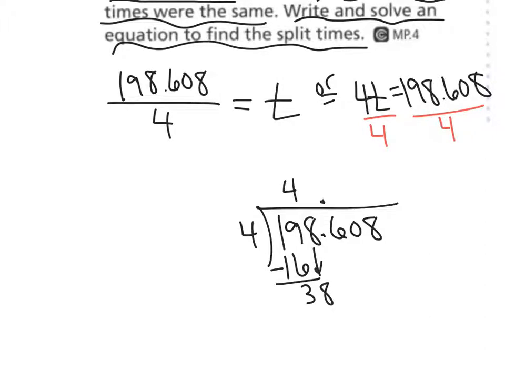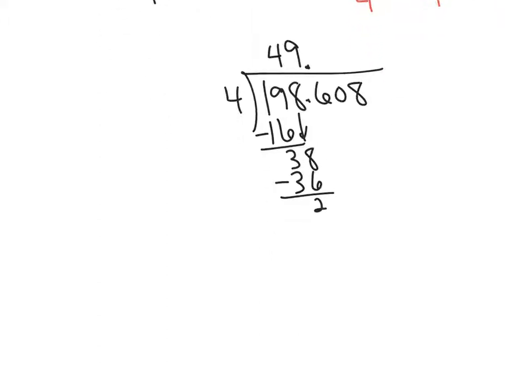Subtract, bring down your next number. So 4 times 9 is 36. Subtract, it is 2. Bring down your next number, which is 6. These arrows you don't have to draw, but it might help you to keep track of where you're at. Also, if you wanted to, you could use lined paper. Just turn it sideways, and then you can try to keep your numbers lined up that way also.